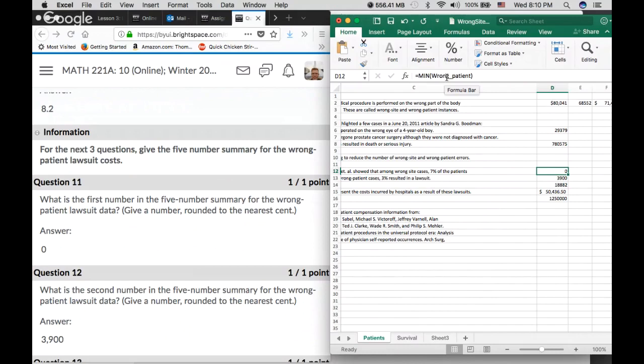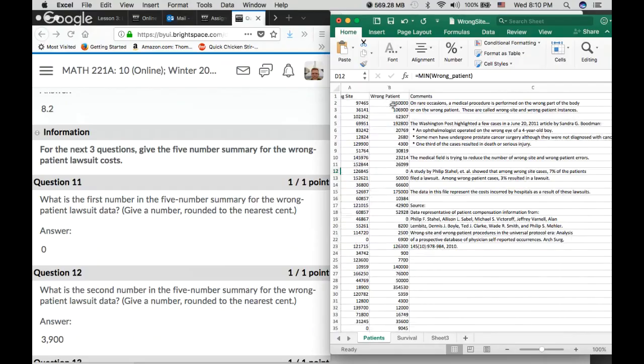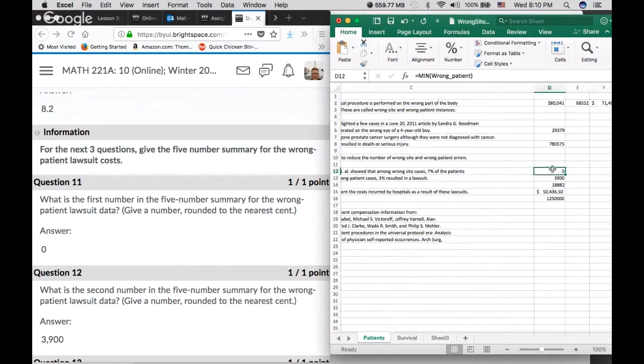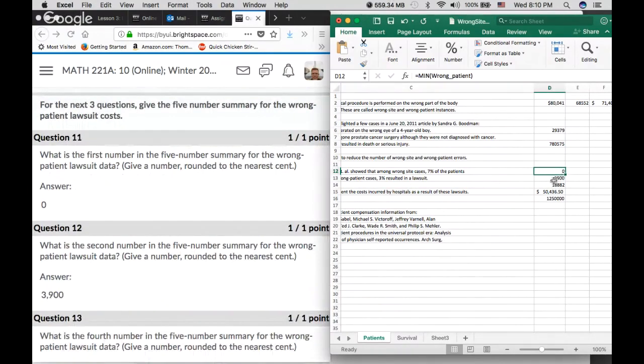Which I did a minimum function for all of, and we're looking at wrong patient now. So I named all of this array patient. So minimum is 0. The first quartile, or 25%, you come in here and do a percentile for this. Actually, it asks for the array that you're looking at, which is wrong patient, and then it asks for the percentile, which is 25%. And that gives you 3,900.